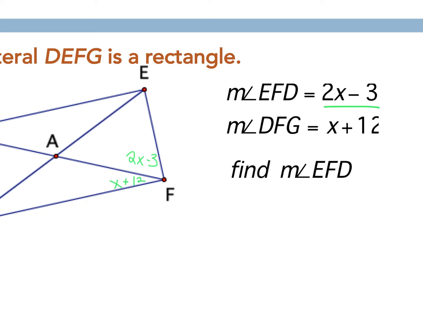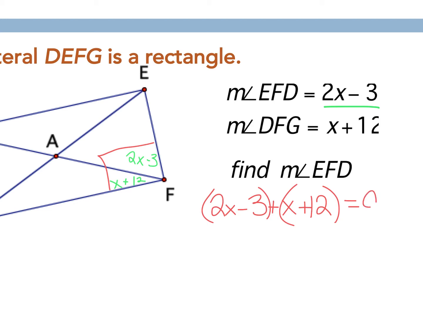Because this is a rectangle, I know that this is a right angle. It has to be. So these two angles, if I add them together, they have to add up to 90 degrees. This would not be true for just a parallelogram. If this was just a parallelogram, I'd either have to be told the entire angle's measure, or I'd say impossible.